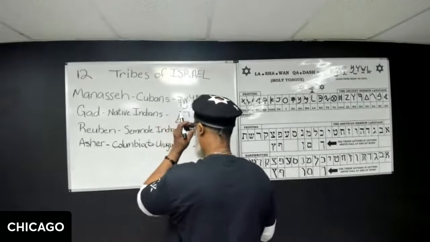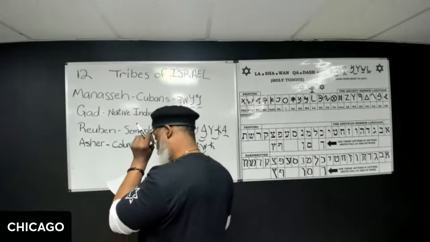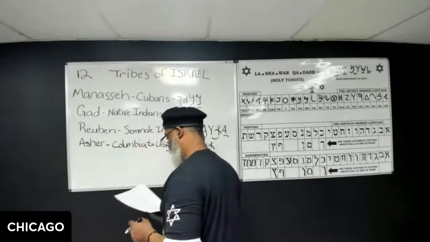All of these 12 tribes, we are family. We are not individual. We're not separate. We only separated because of the oppressor. We're really, the 12 tribes are family.